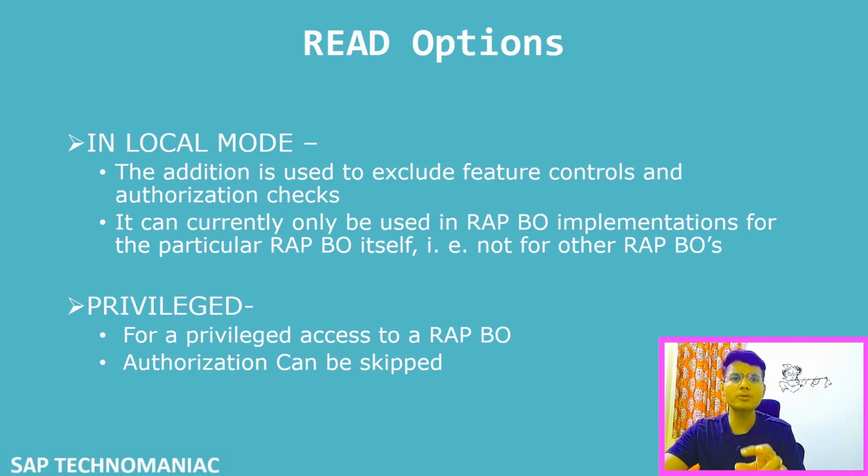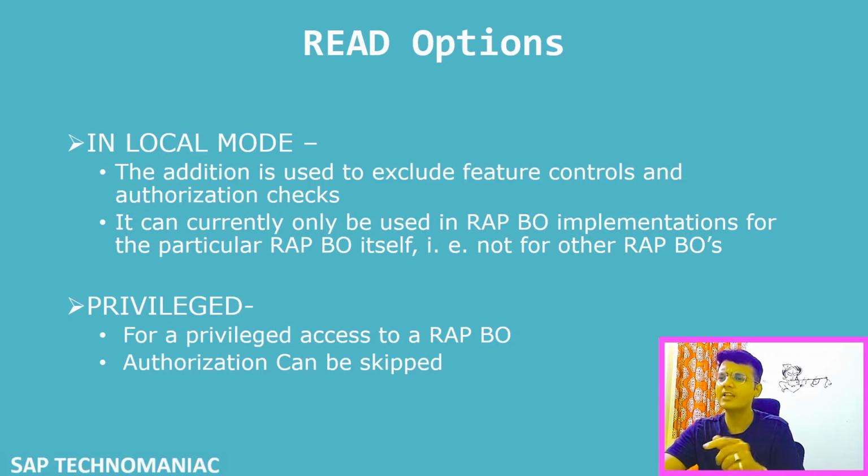Feature control will be useful in case of the modify statement. Suppose some of the features we have declared in the behavior definition, field 1 and field 2, are read only, but they are read only at the Fiori screen. But when the user takes some action, I want to modify those particular fields. In that case, we will use in local mode. Those feature controls will be disabled and we can easily modify those read only fields as well. So there it will be useful.